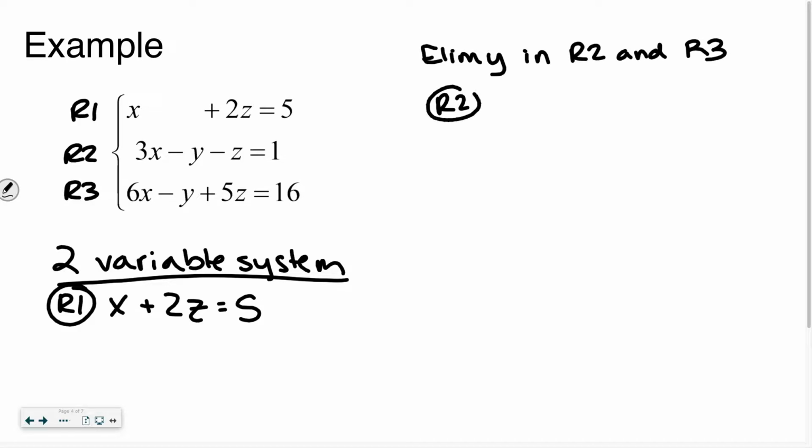Tell your group right now how you're going to eliminate y's. What are you going to do to eliminate the y? Speak to your group members. I multiplied row 2 by... What are you going to do to eliminate the y? Tell your group members. What do you guys say? Which one? Okay, so pick a plan.